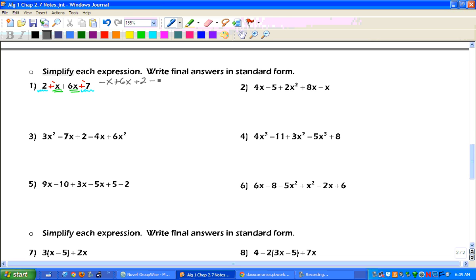And that's a positive 2 plus negative 7. Negative x plus 6x gives us 5x. 2 plus negative 7 gives us negative 5. Okay, so we're finding the things that are the same. Oh, don't forget to do your clicks. I just talked about it.